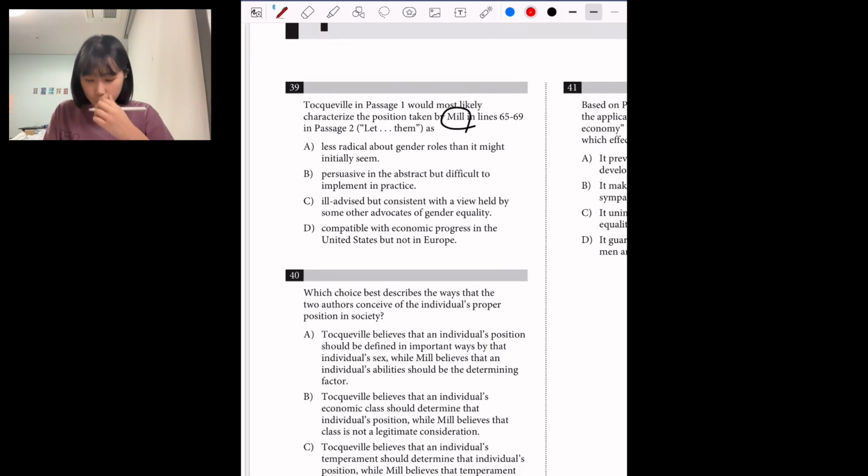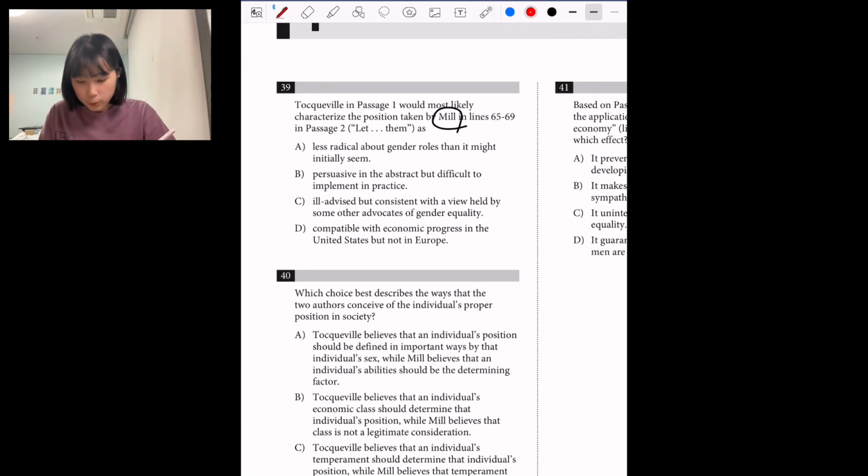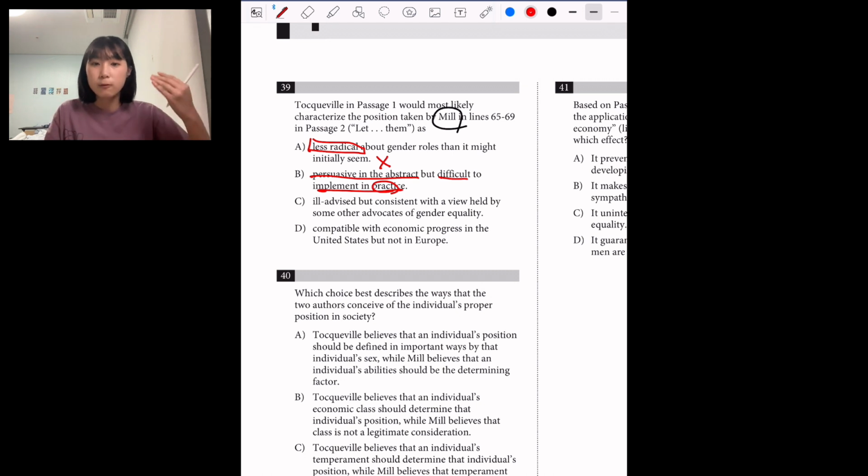So here, we should see the choices. We'll look at A first. Less radical about gender roles than it might initially seem. It's not directly commenting on passage 1 itself, so we're not going to think about that. And choice B, persuasive in the abstract but difficult to implement in practice. It's saying that it doesn't want it at all. It's not worrying about whether it will be feasible and whether it will be easy to implement, so this is not the case as well.